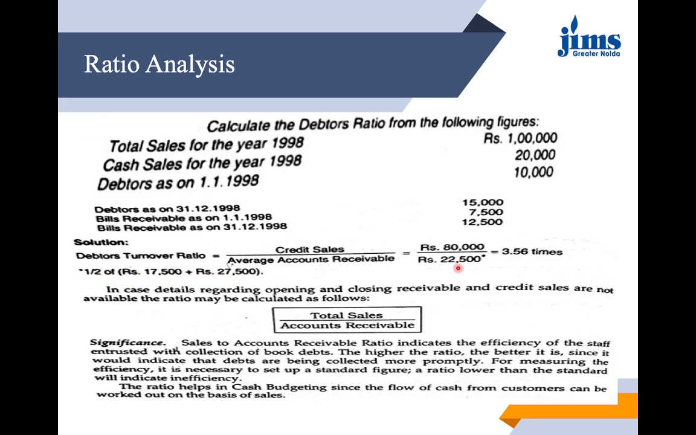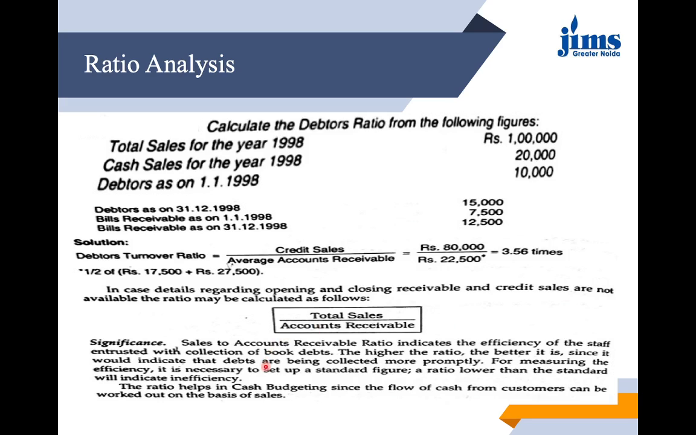Credit sales are given to us in the question, because total sales is 1 lakh and cash sales is 20,000. So 80,000 is the credit sales. So the ratio comes out as 3.56 times. In case details regarding the opening and closing receivable and credit sales are not available, the ratio may be calculated like this: total sales upon the accounts receivable.